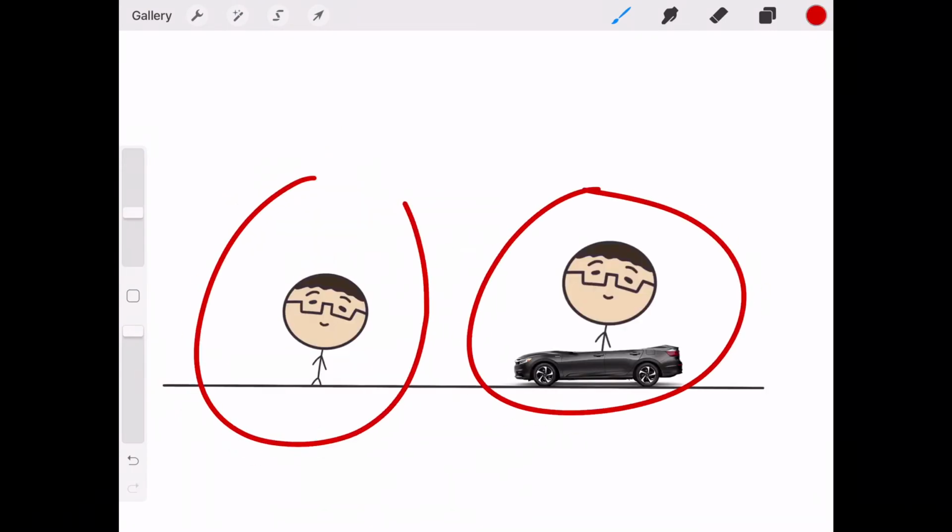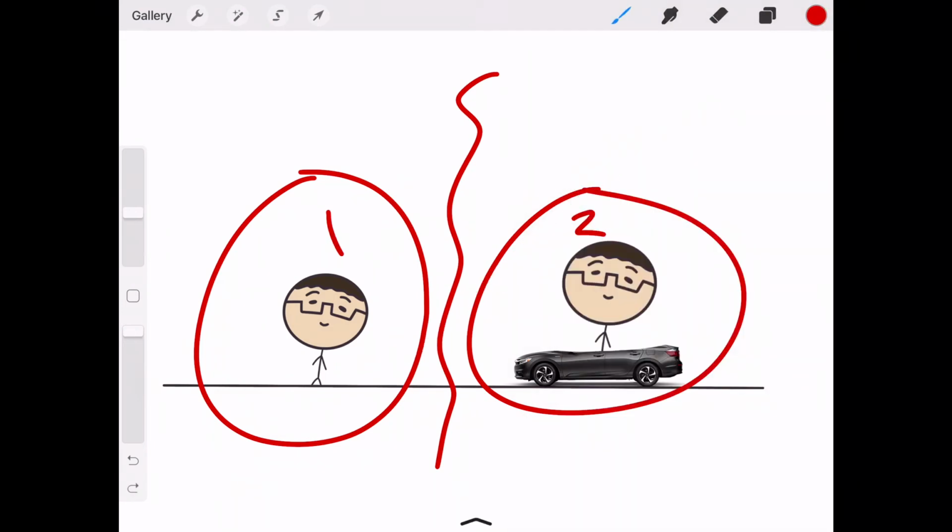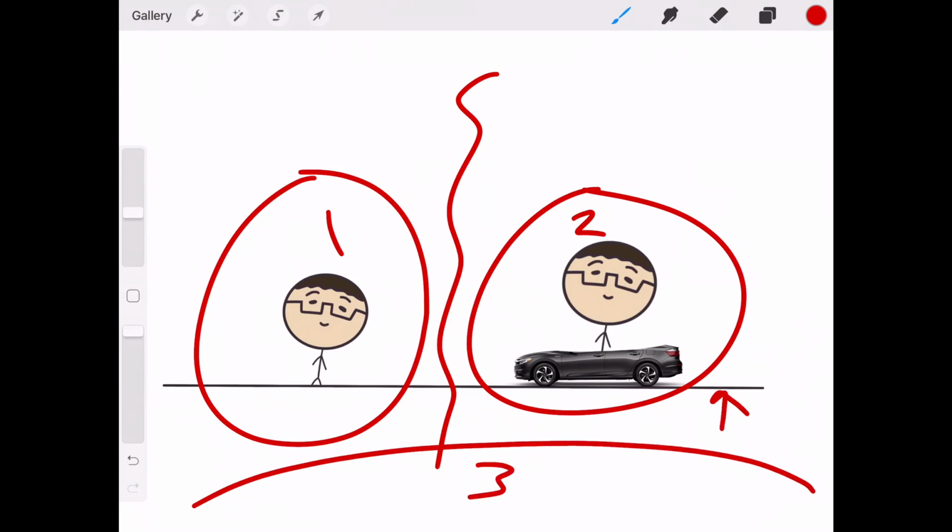So, me and the car are a system, and me and the ground are another system. Exactly. Since the force exerted by the ground is from an external system to me and the toy car, the car will move and the net force will be non-zero.